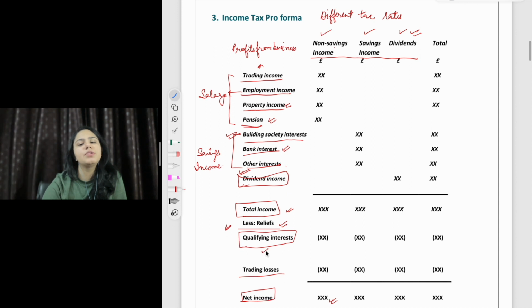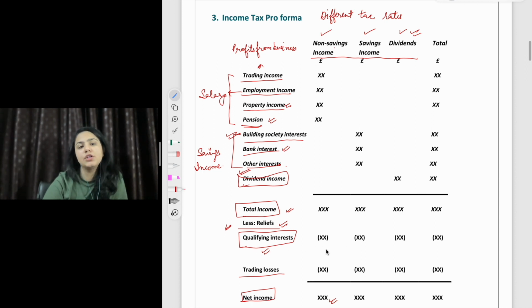Now, qualifying interest is the interest payments that you make if you have taken a loan for a qualifying purpose. We're going to learn later on what the qualifying purposes are, but for now, you need to understand that any interest paid on loans taken for the qualifying purpose can be subtracted as relief.